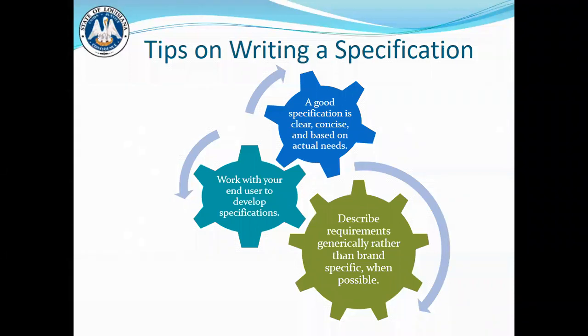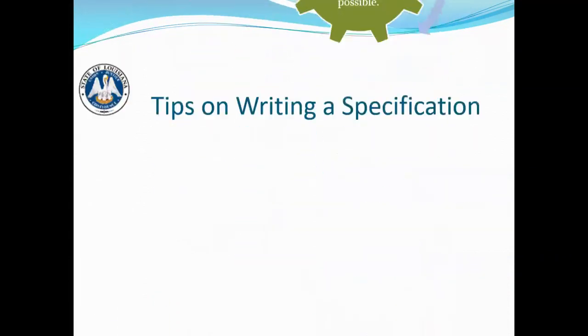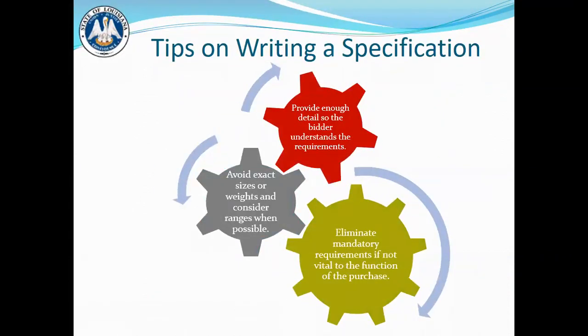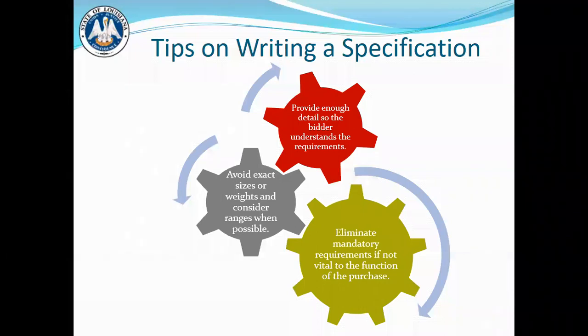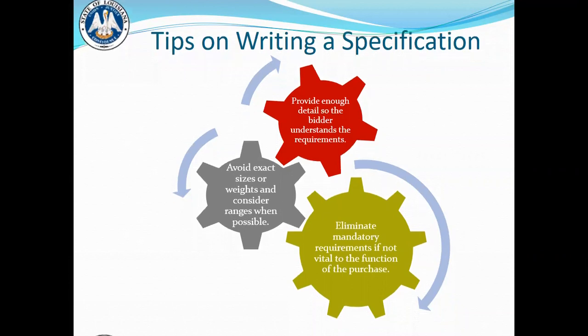A good specification should be clear, concise, and based on actual needs. You want to work with your end user to develop these specifications so that you can describe requirements generically rather than brand specific when possible. More tips: you want to provide enough detail so that the bidder understands the requirements. You want to avoid exact sizes or weights and consider ranges when possible. So you want to eliminate mandatory requirements if not vital to the function of the purchase.